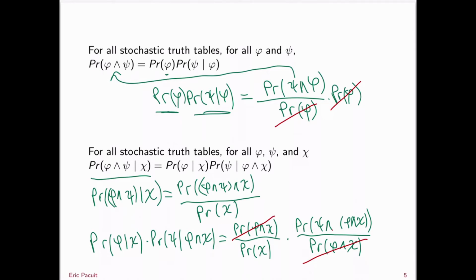But of course, this fraction here is equal to that fraction. Those two are the same. So we get the probability of phi and psi given chi is equal to the probability of phi given chi times the probability of psi given phi and chi.